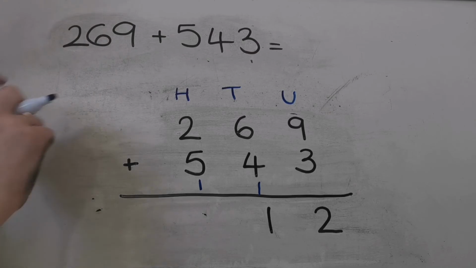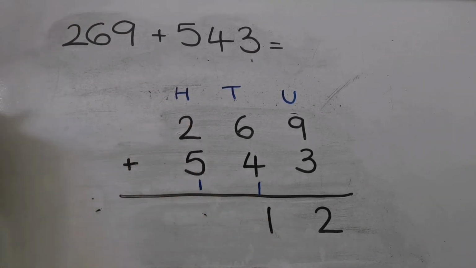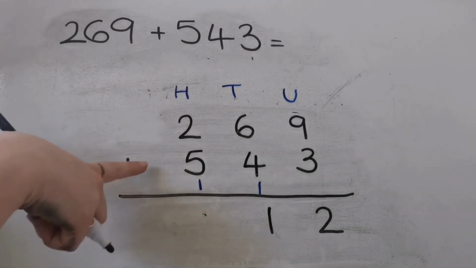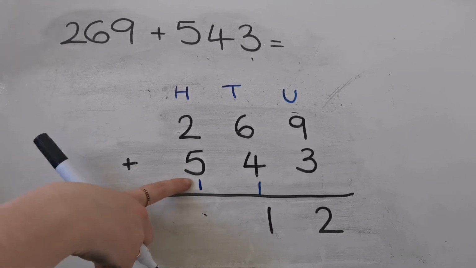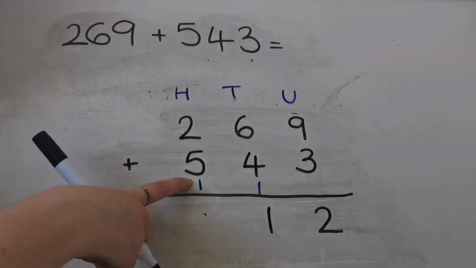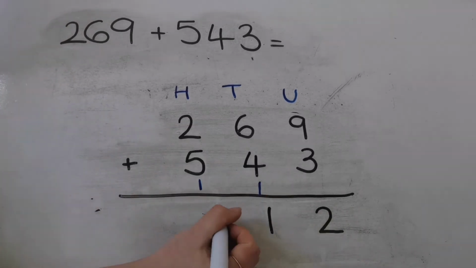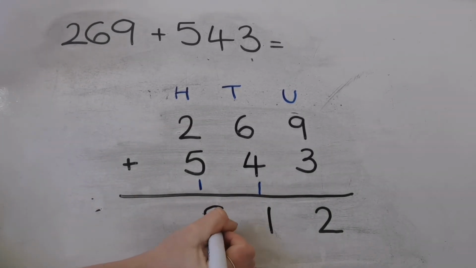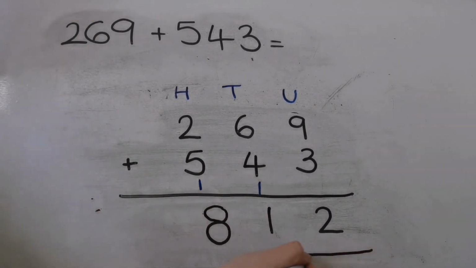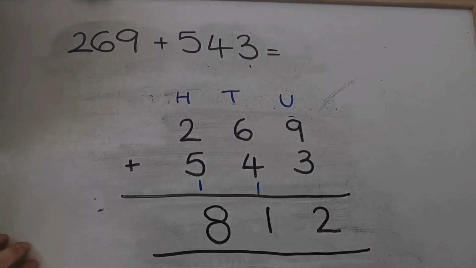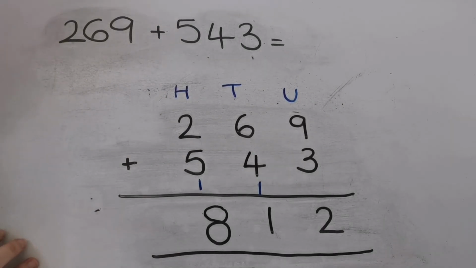Great. Once we've done that, we can move on to add our hundreds. So we have 200s plus 500s, which would give us 700s, and then we need to add our final 100 on. So that would have given us 8 hundreds. Okay, so hopefully you got the answer 812. Very well done if you did.